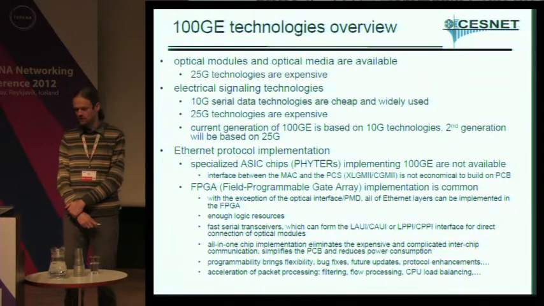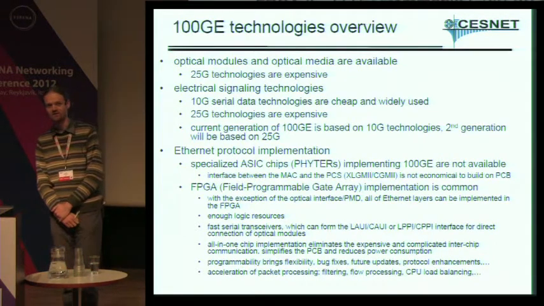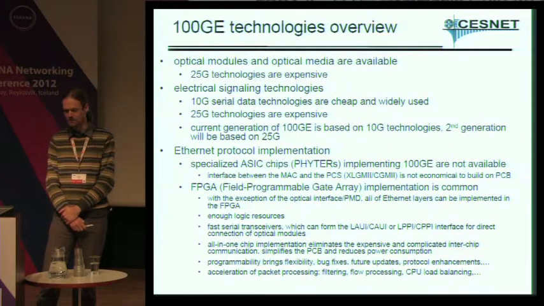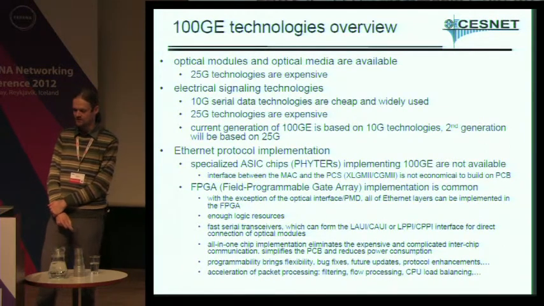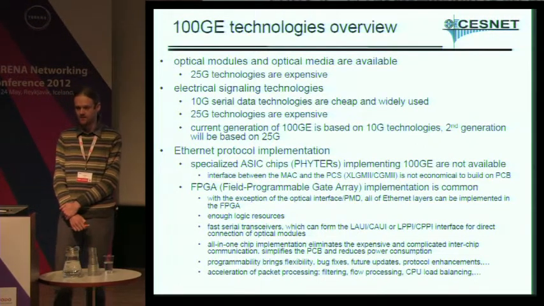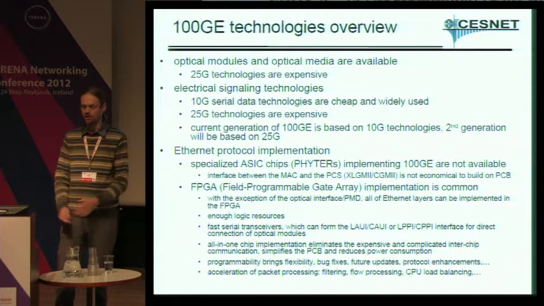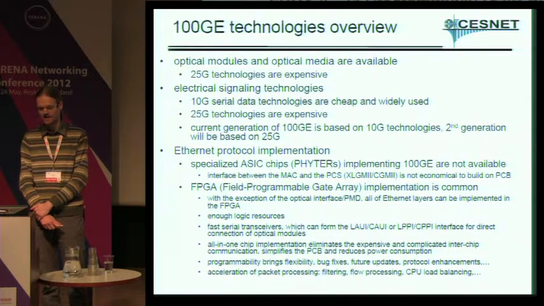The 25G technologies are at least announced, and if you have good friends in the vendors, you should be able to get the chips supporting 25G. Therefore, we can conclude that the current generation of 100G is built on 10G technologies in the 10 times parallelization. The second generation will be based on 25G to get higher density and probably lower power consumption, because 4 times 25G usually consumes less than 10 times 10G.